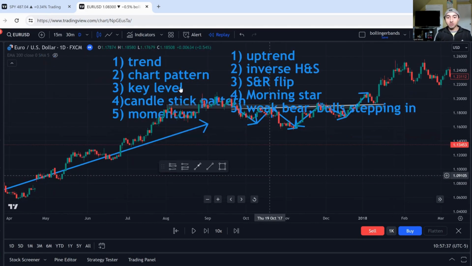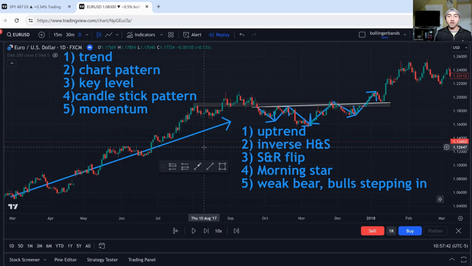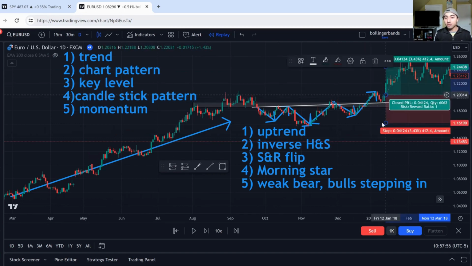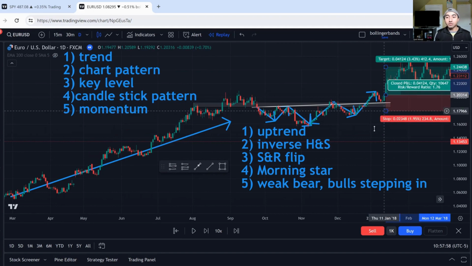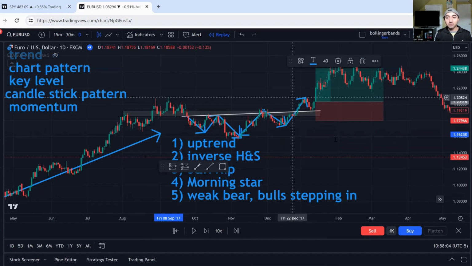Now the charts look a little bit messy, guys. Okay, I'm sorry about that, but I had to annotate everything. Otherwise, some things can get lost. But you'll notice again, look at it: trend, inverse head and shoulders, support turned resistance, morning star pattern, bearish candles weakening, bullish candles stepping into the market. When would you take a trade? Right over here. Where's your stop loss going to be? Below this level, right? Below the level of the head and shoulders, below the level of support and resistance. And you'll notice it works out. Guys, this isn't a coincidence.